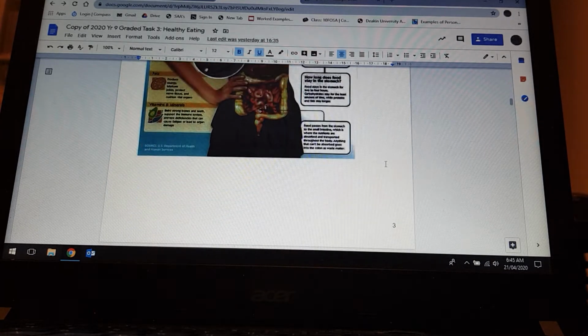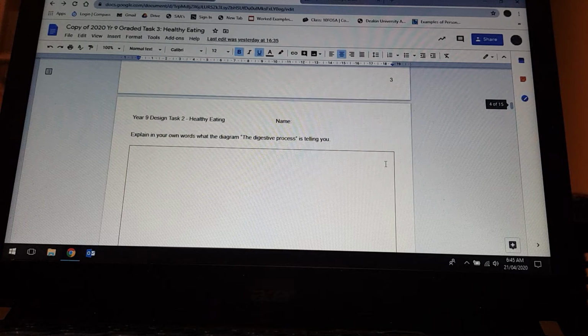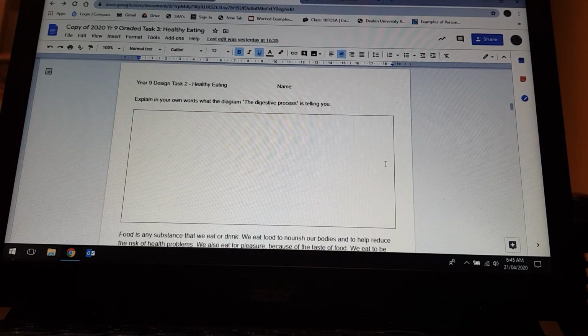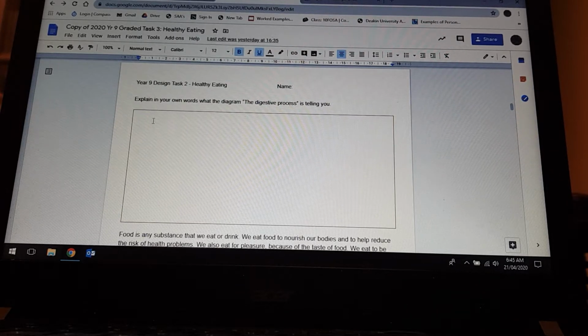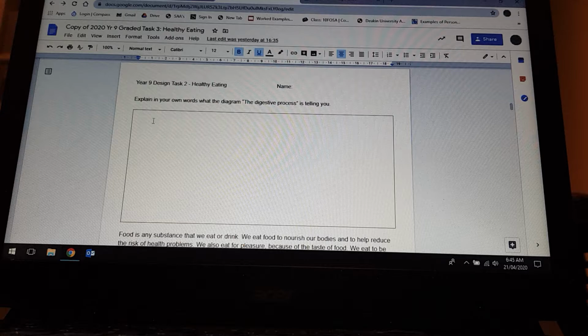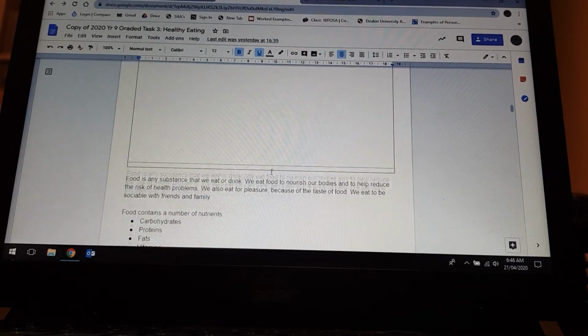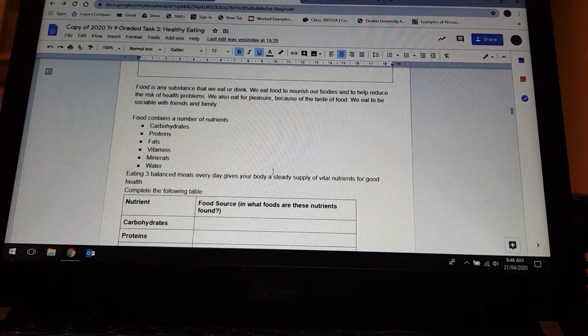Once you have done that, you need to come down to the next page. In the next page, it is actually asking you to reflect in your own words what that diagram was showing you and telling you. So you're going to write that in this box here. Then you're going to have a look at some of the information.